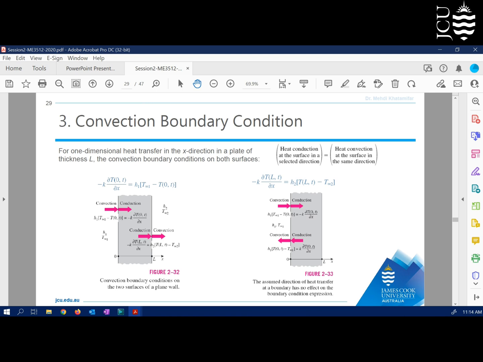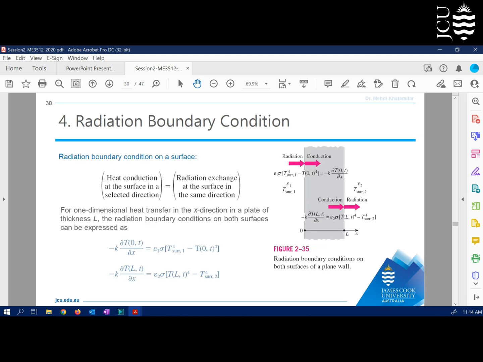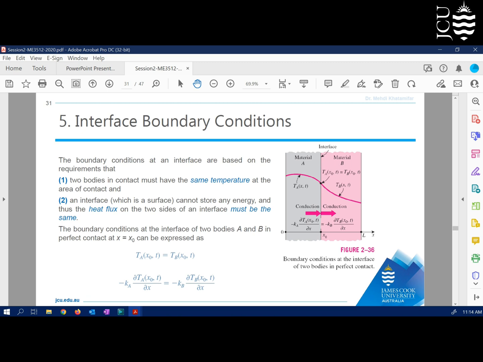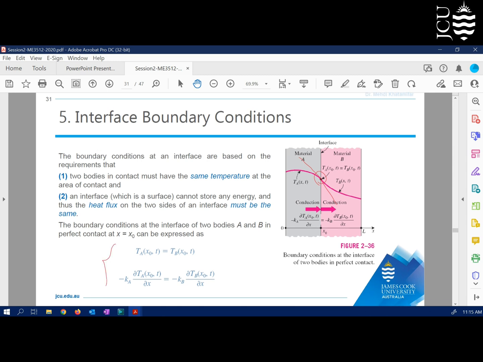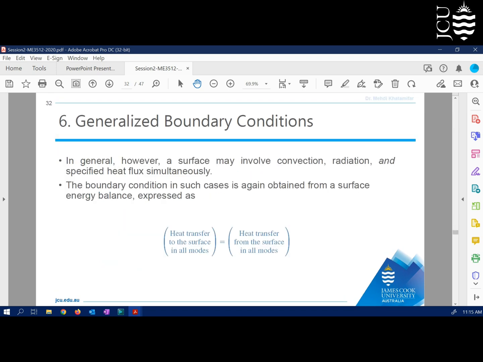Convective boundary condition: we can have convection on the left side or right side, or radiation boundary conditions, which means we can have radiation on the left side or right side. And the final one was the interface boundary condition. Basically, two surfaces have a plane interface, so the temperature here is going to be the same, and the gradient of the temperature from the left side and right side must be the same, so we shouldn't have a broken line there if it's in a perfect condition. That is why you can see the boundary condition for when we have an interface.